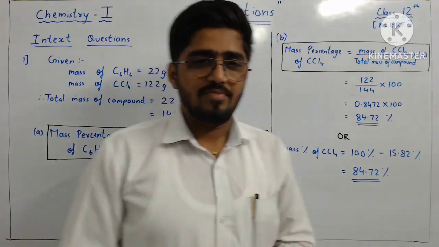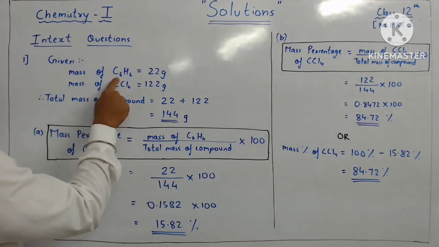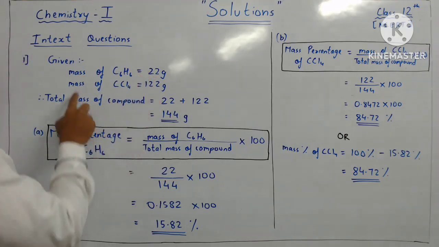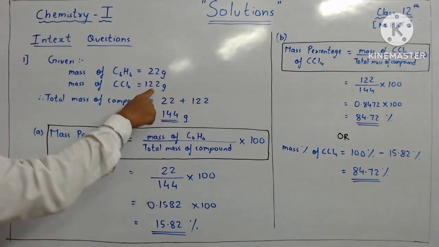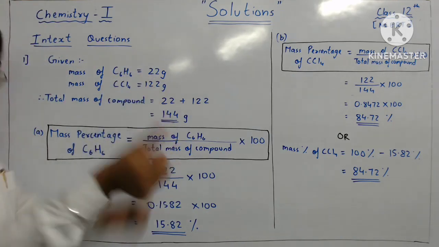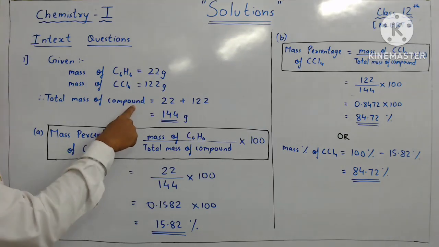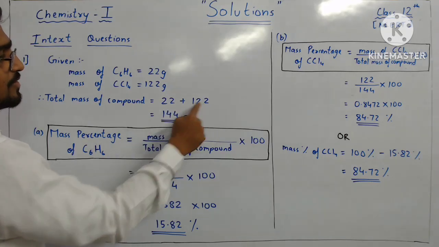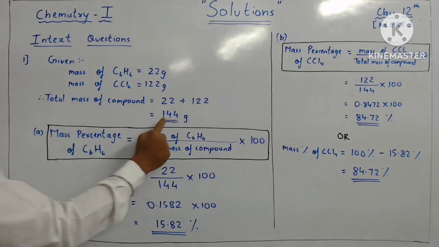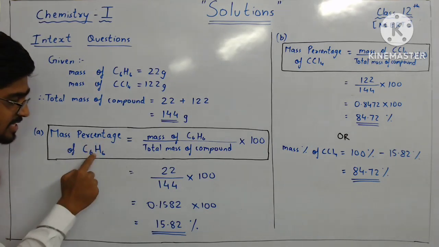So let's start. There are two things. What is first given? Mass of benzene, 22 gram. And the mass of carbon tetrachloride is 122 gram. If you mix both, you will get the whole solution. Then what will be the mass of the whole solution? That is 22 plus 122, which is 144 gram.